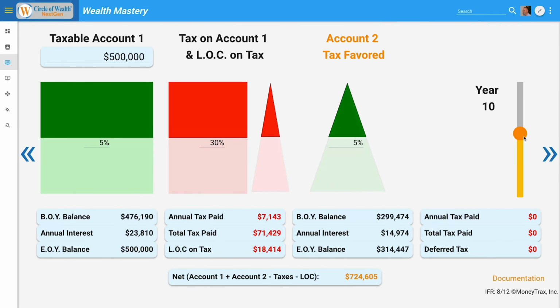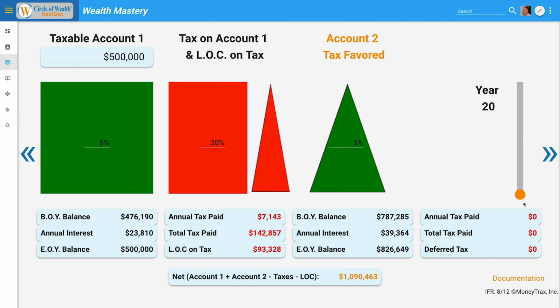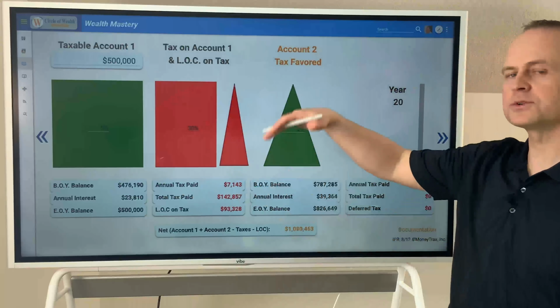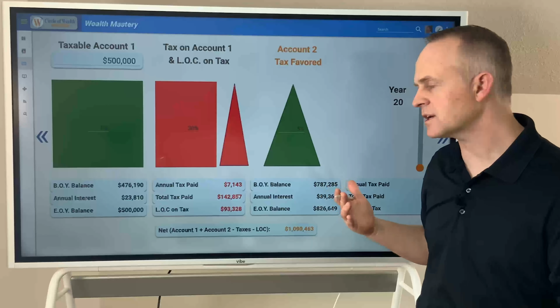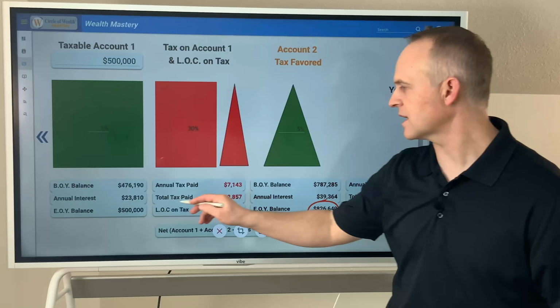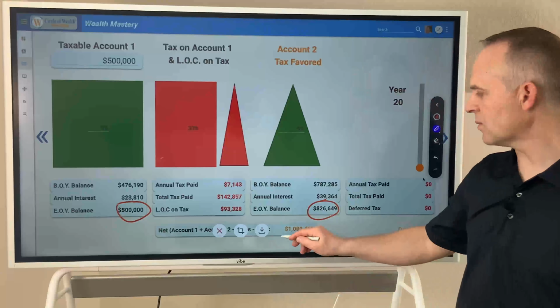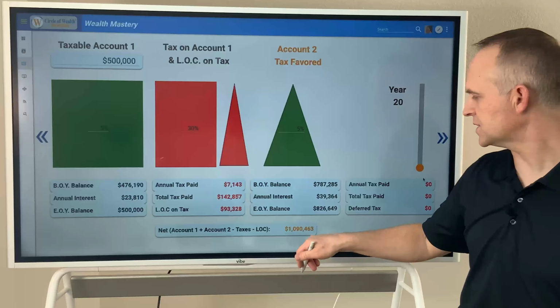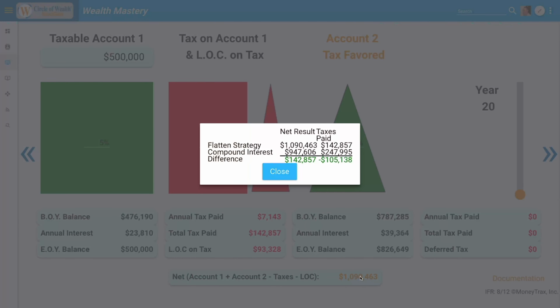Now, if we continue down to the full 20 years, we can see that over time, our $500,000 is still $500,000. We still paid taxes and had that lost opportunity cost on that money, but we moved those earnings over here into a tax-favored vehicle, which has grown to an ending balance of $826,000 plus our $500,000 over here, right? Now we're at $1 million net. So that's obviously better than our tax deferred situation. In fact, if we click on that, in our flattened strategy going into a tax favored vehicle, we're sitting at over $1 million now. All right.